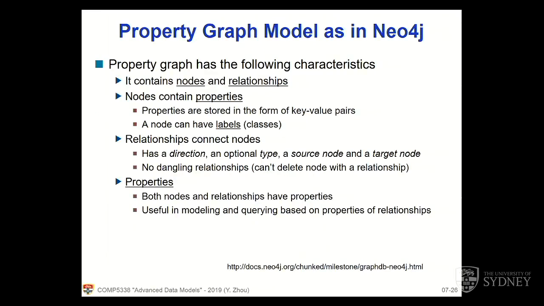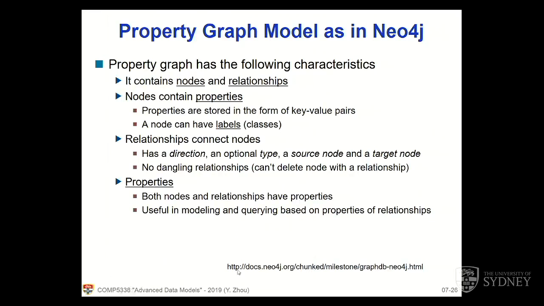Okay, so the property graph model in Neo4j is similar to the general one. It has nodes and relationships. A node contains properties, because a node is like the entity, like an object. It will have properties, right? And each property has a name and a value, so it's a name and value pair.